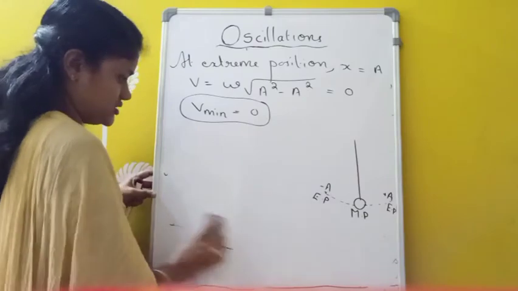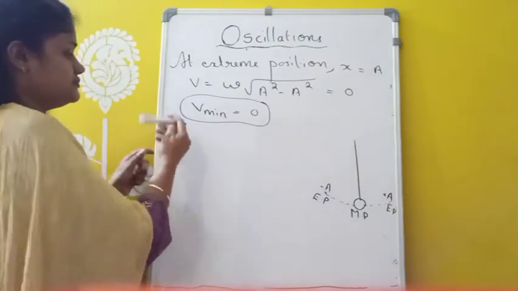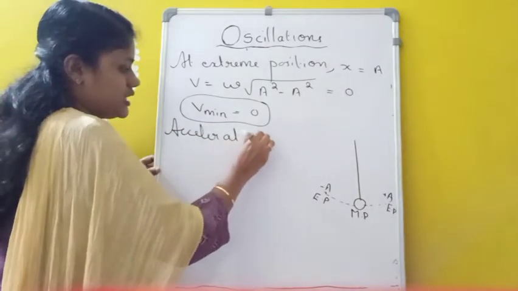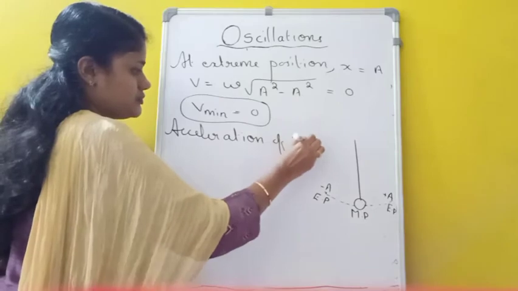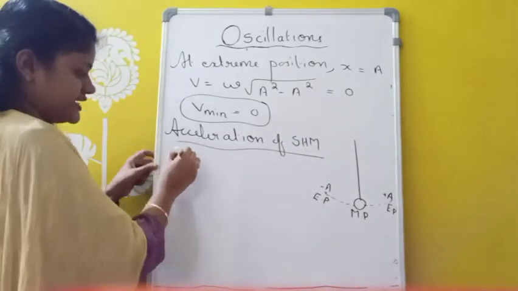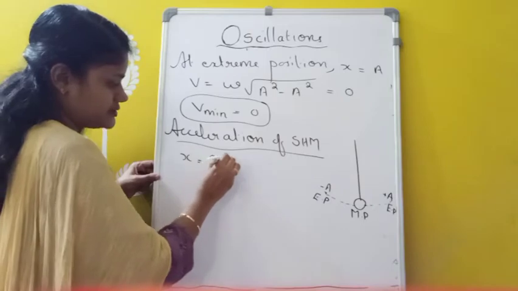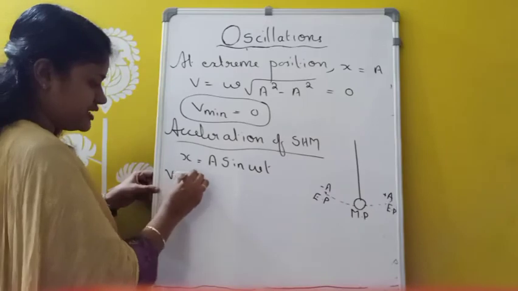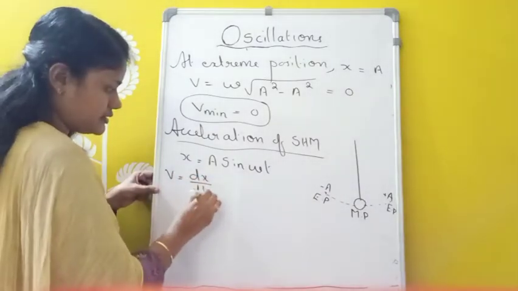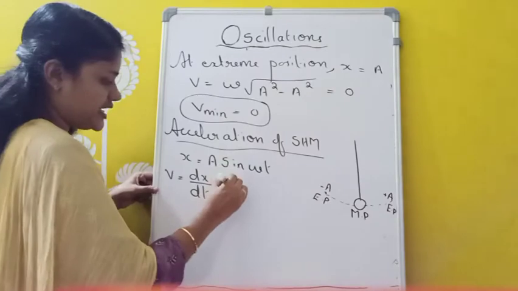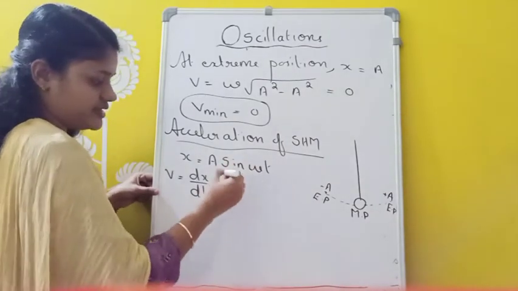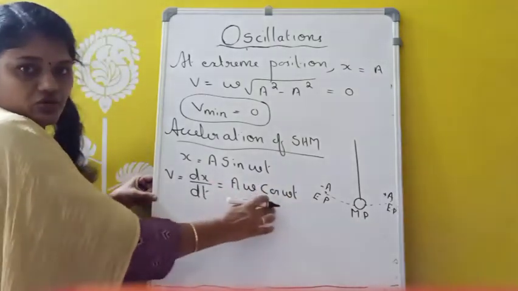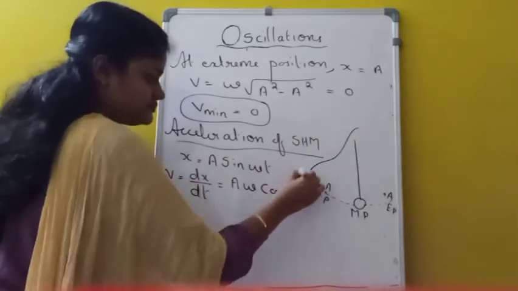Now next is acceleration. Acceleration of simple harmonic motion. So we have displacement as x equals a sin omega t, and how will you write velocity? V equals dx by dt. I am differentiating this one. So a is a constant, then differentiating sin omega t will give us a omega cos omega t. So this is the velocity, a omega cos omega t.